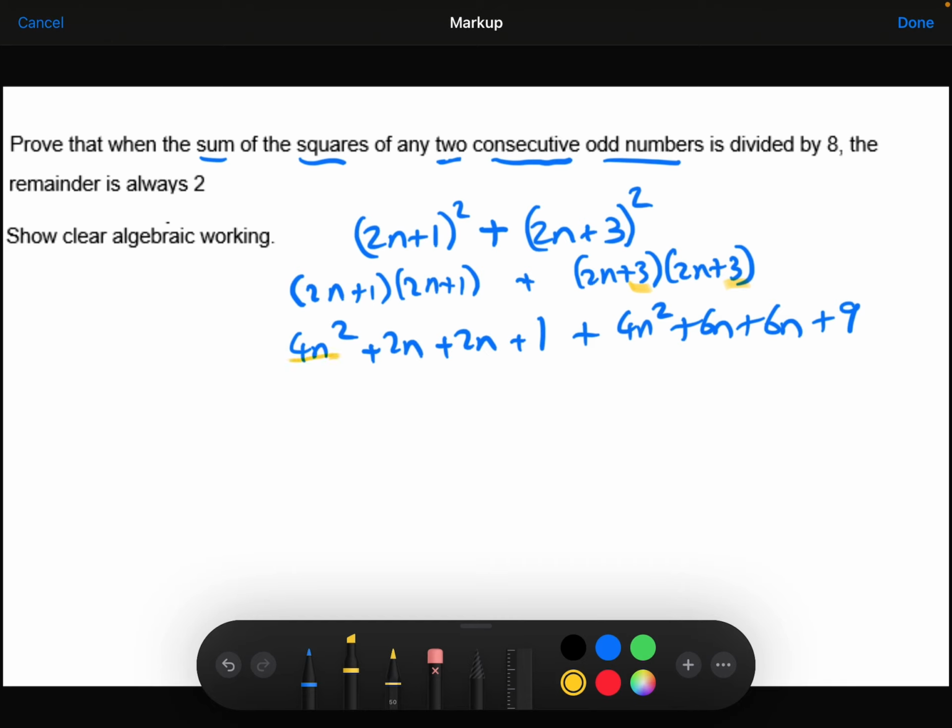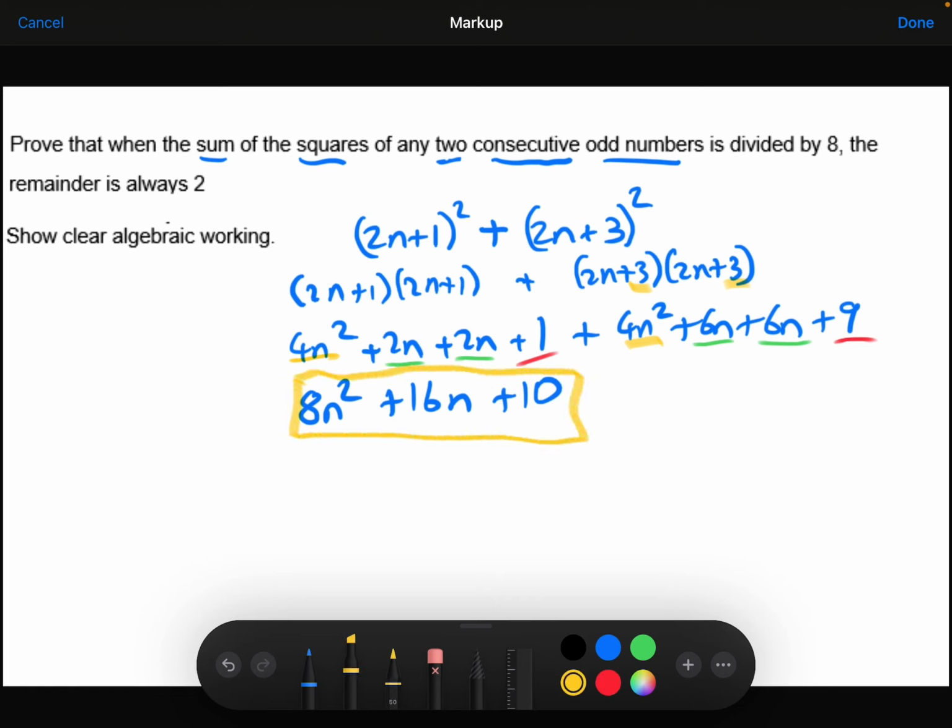Collecting up the like terms now then, so we've got the 4n squared plus 4n squared is 8n squared. The 2n plus 2n plus 6n plus 6n, so 2 plus 2 plus 6 plus 6 is 16n. And then we've got the 1 plus 9, which is 10. So this is my expression for the sum of the squares of two consecutive odd numbers. And I need to show that when it's divided by 8, the remainder is always 2.